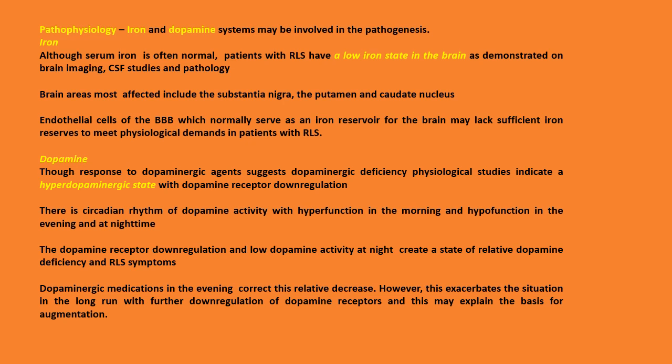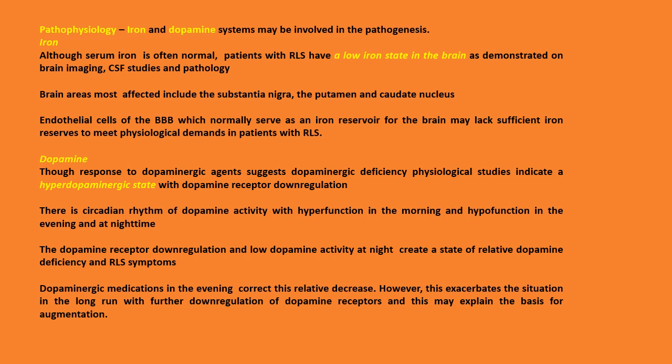Pathophysiology: iron and dopamine systems may be involved in the pathogenesis. Iron: although serum iron is often normal, patients with RLS have a low iron state in the brain as demonstrated on imaging, CSF studies, and pathology. Areas most affected include the substantia nigra, putamen, and caudate nucleus. Endothelial cells of the blood-brain barrier, which normally serve as an iron reservoir for the brain, may lack sufficient iron reserves to meet physiological demands in patients with RLS.